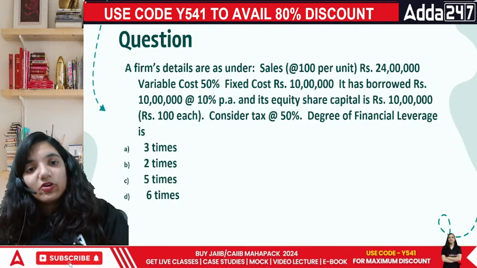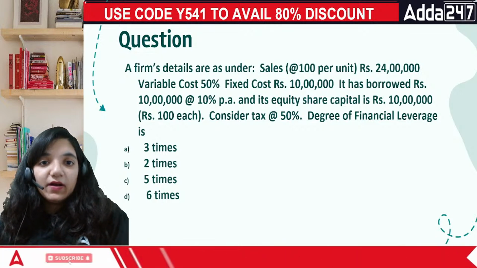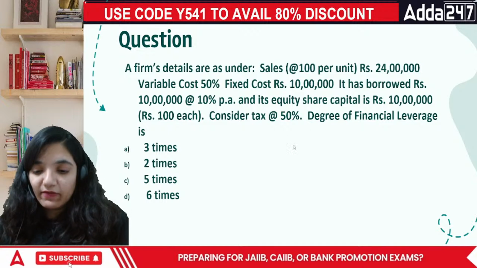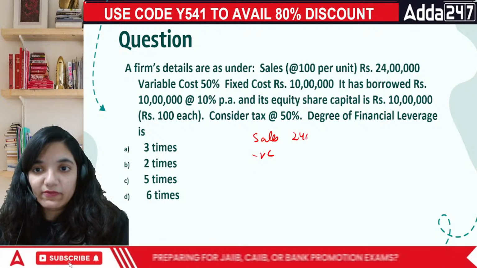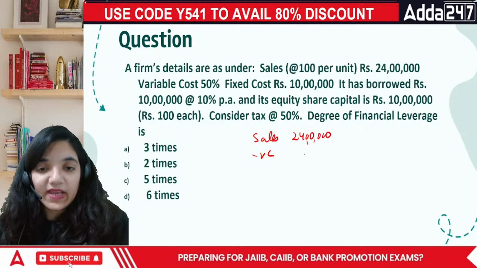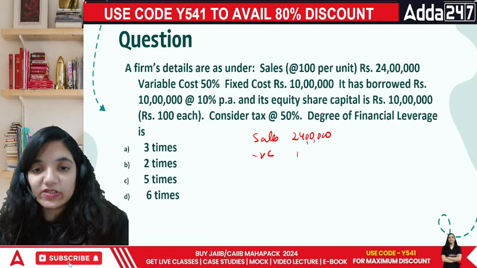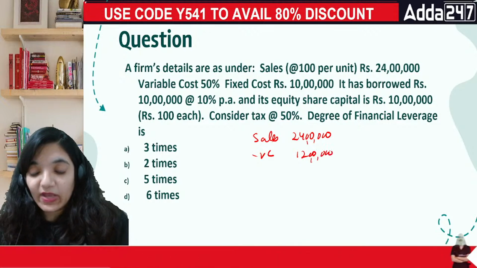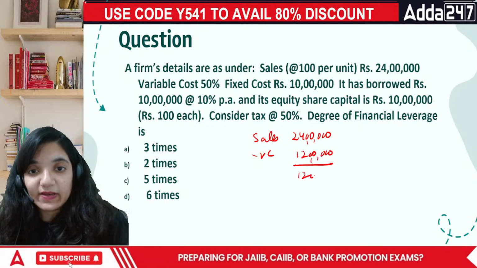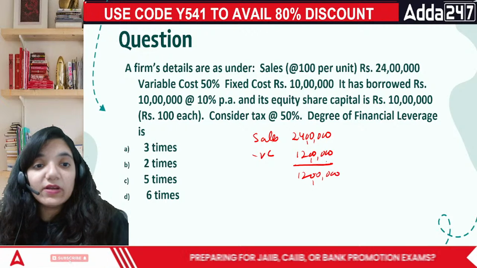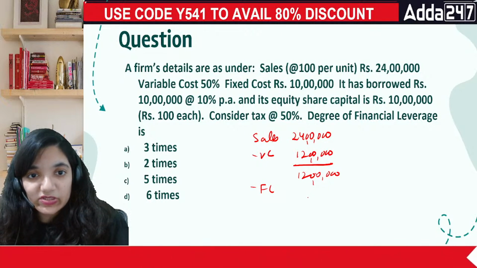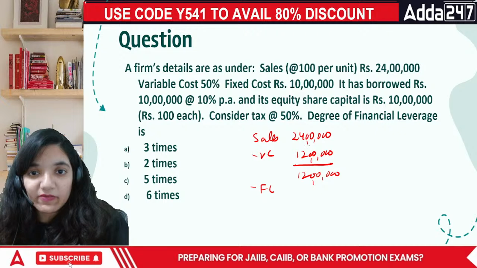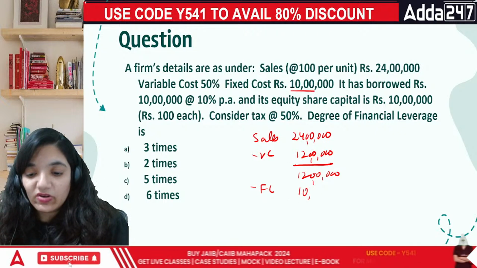Next point. When we talk about this area, what do we have? A firm's details are as follows. You have your value as sales minus your variable cost. You have got 24 lakh as your sales. From that, remove 50% of it. 50% of it is 12 lakh, everyone. This is a question from the IIBF book. What you're left with is 12 lakh. Then it has borrowed 10 lakh. In this case, when I look at the fixed cost, there is no specific fixed cost given, and its equity share capital fixed cost is 10 lakh.